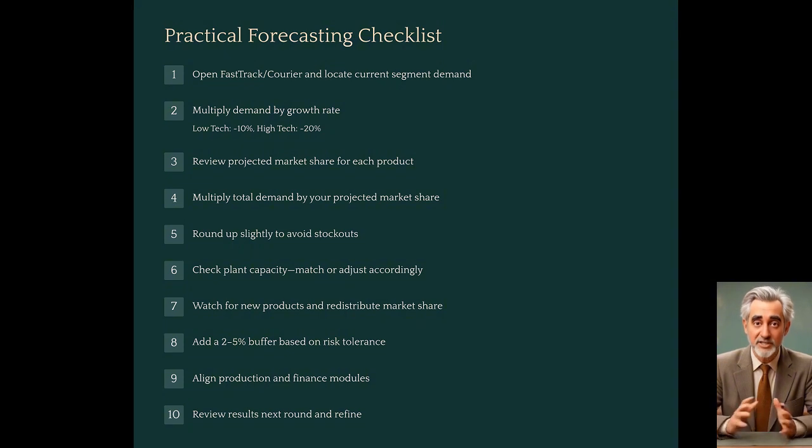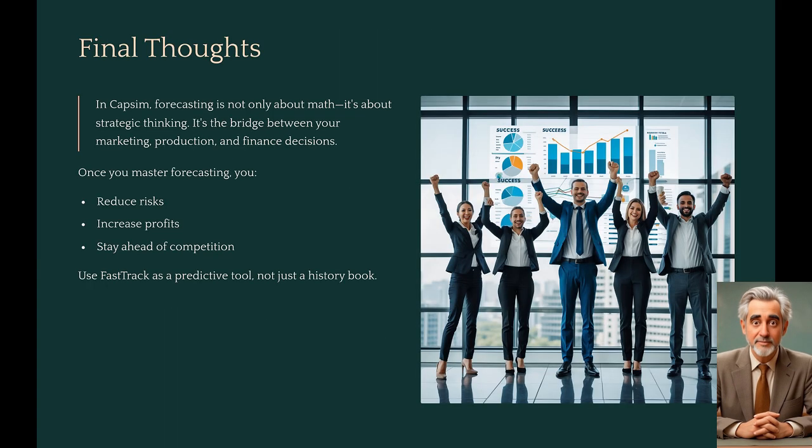Step 5. Round up slightly to avoid stockouts. Step 6. Check plant capacity, match or adjust accordingly. Step 7. Watch for new products and redistribute market share accordingly. Step 8. Add a 2 to 5% buffer based on risk tolerance. Step 9. Align production and finance modules. Step 10. Review results next round and refine.